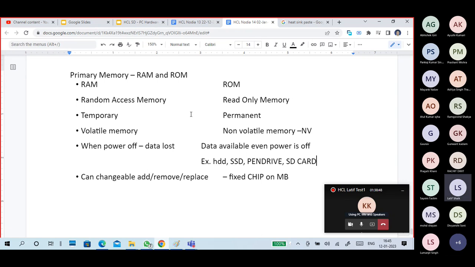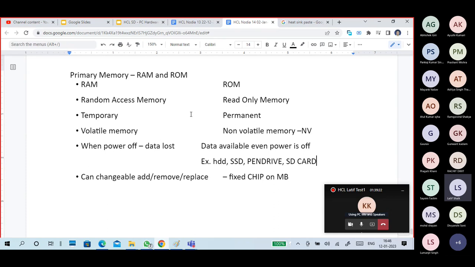Again, RAM is random access memory, and ROM is read-only memory. RAM is a volatile memory. ROM is a kind of permanent memory. So RAM is temporary, ROM is permanent. RAM is volatile, ROM is non-volatile. Remember, when power is off, data loss happens in volatile memory.